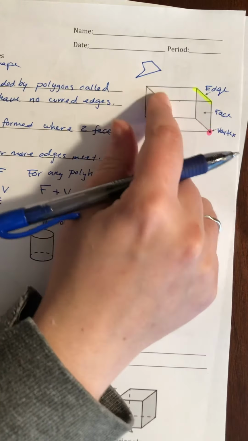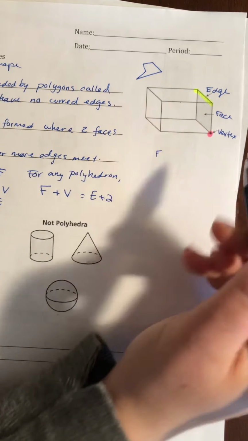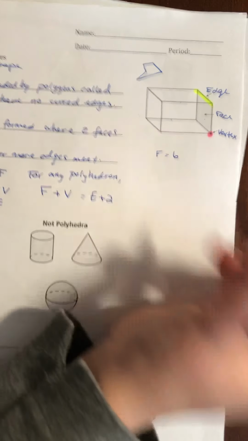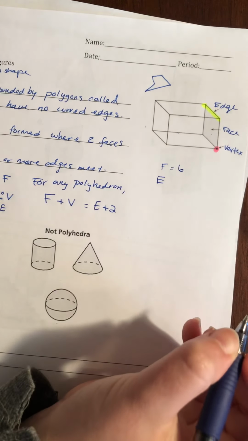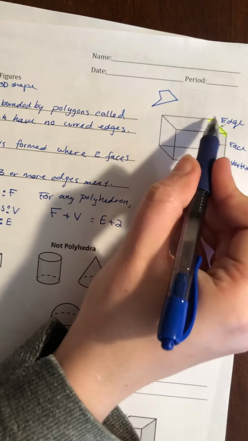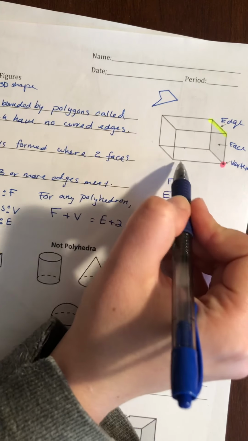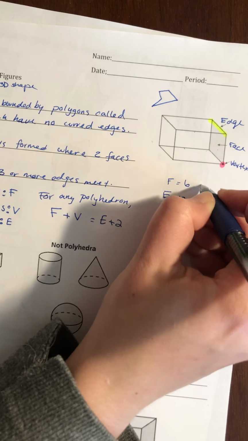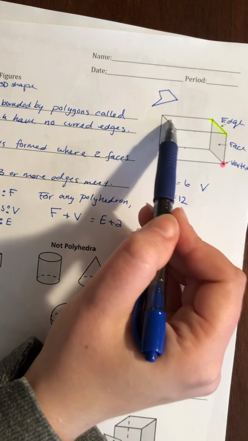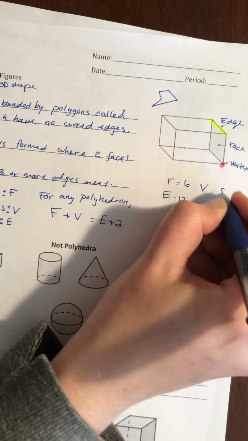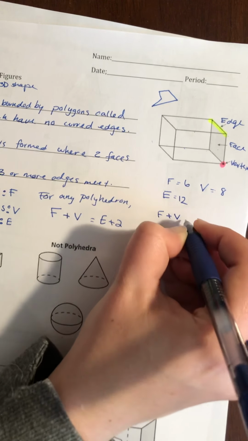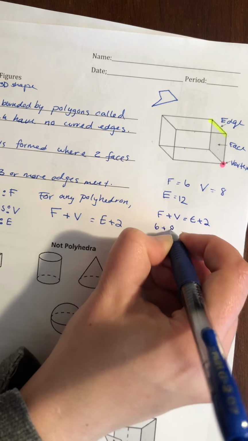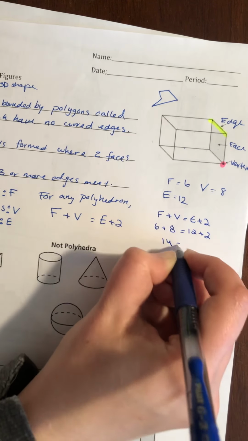So here we have a rectangular prism. The number of faces: you have the top and bottom is 2, left and right side is 4, and the front and back is 6. The edges: we have 1, 2, 3, 4 on the top, 5, 6, 7, 8 on the bottom, 9, 10, 11, 12 connecting them up and down. And then the vertices, 1, 2, 3, 4 on top, 5, 6, 7, 8 on the bottom. So faces plus vertices equals edges plus 2. We have 6 plus 8 equals 12 plus 2, 14 equals 14.